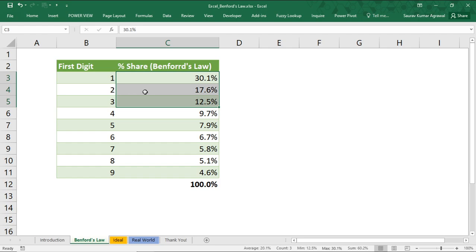The typical scenarios in which Benford's law won't apply are the numbers which are manually allotted. For example, phone numbers, telephone numbers, mobile phone numbers, or PIN codes for that matter. These are numbers wherein Benford's law does not apply.